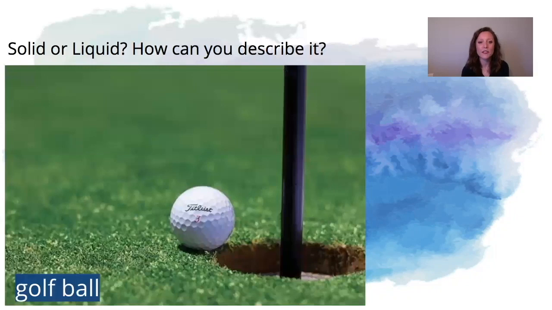Now look at this picture of a golf ball. Is a golf ball a solid or a liquid? It looks like it has its own shape and it does not look like a puddle on the ground. So I know it is a solid. How would you describe the golf ball with your five senses? What does it look like? Do you know what a golf ball sounds like when you hit it with a golf club? Do they smell or taste? How do they feel?